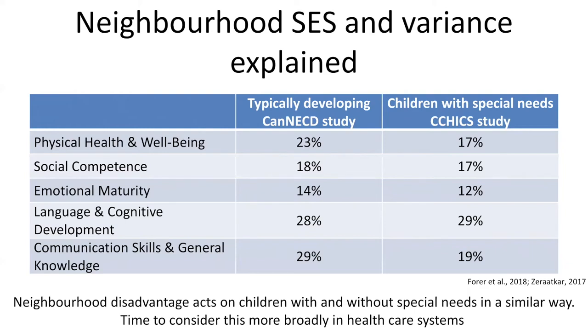But when you look at those two percentages, with the exception of communication skills and general knowledge, the percentages are very similar, which basically tells us that neighborhood level disadvantage acts on children with and without special needs in a very similar way. And this is a really important finding that has to be taken more broadly into account.